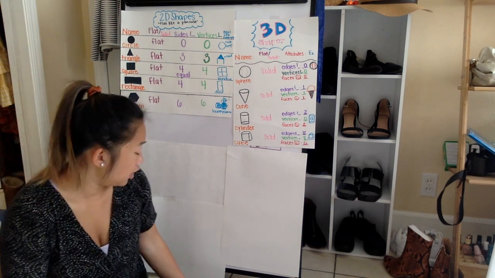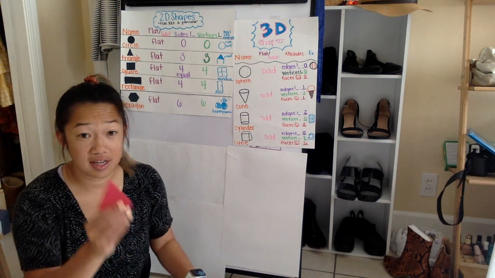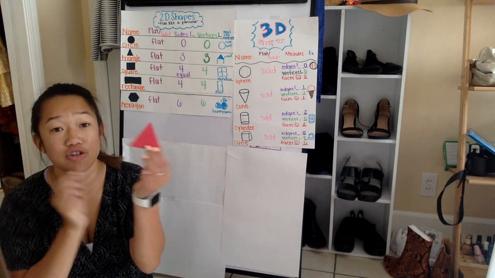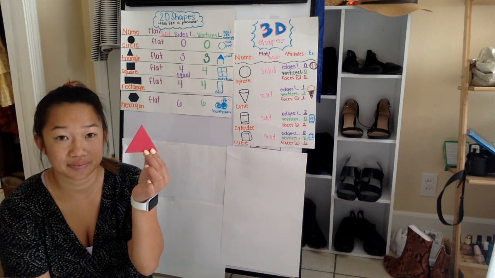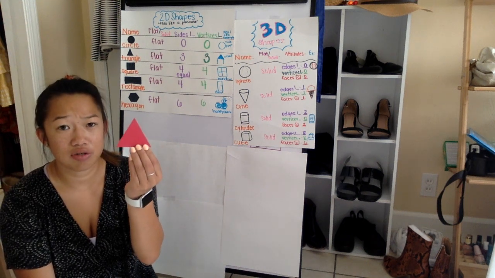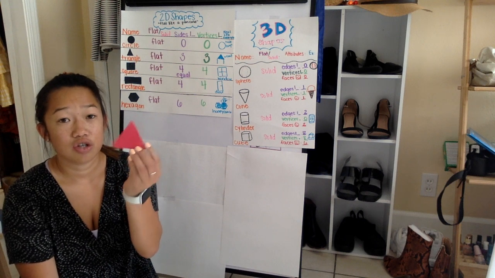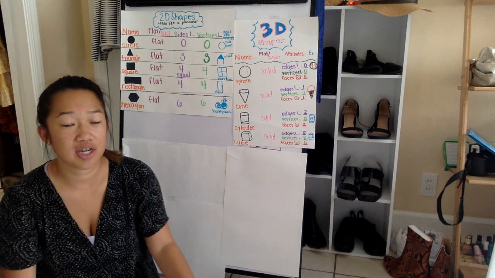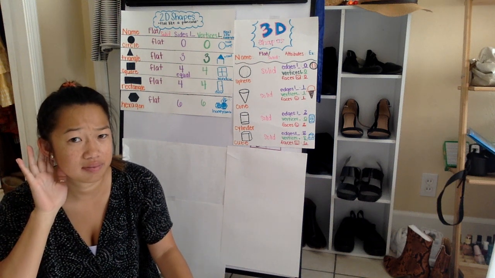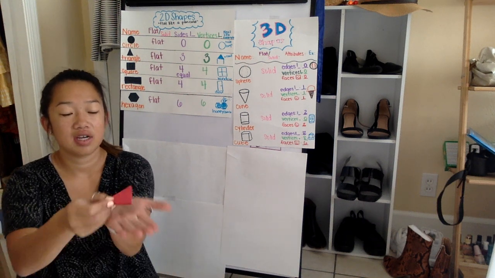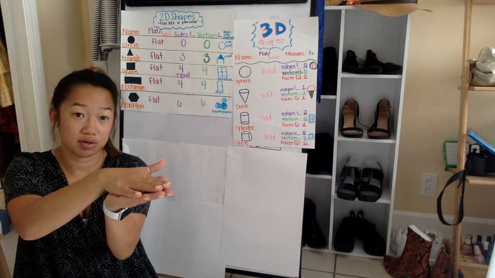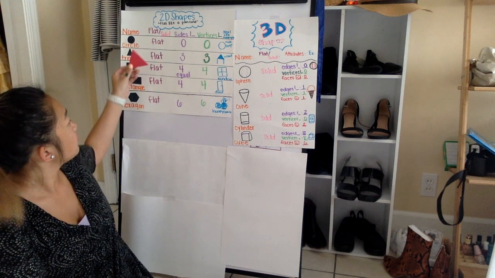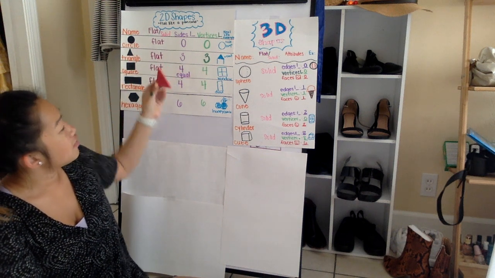The next shape we're going to learn about is called, who knows? A triangle. Great job. A triangle. Can everyone say that? Triangle. All right, now we're going to do our 2D or 3D test. Remember, 2D shapes are flat, and 3D shapes are, what's the word? Solid, right? Let's see. A triangle is flat like a pancake, so that makes it a 2D shape. So we have a triangle, it's flat.